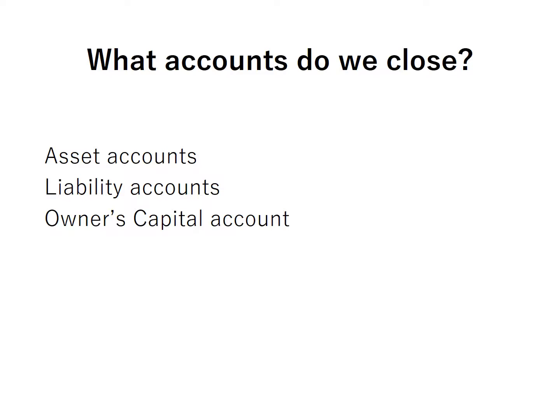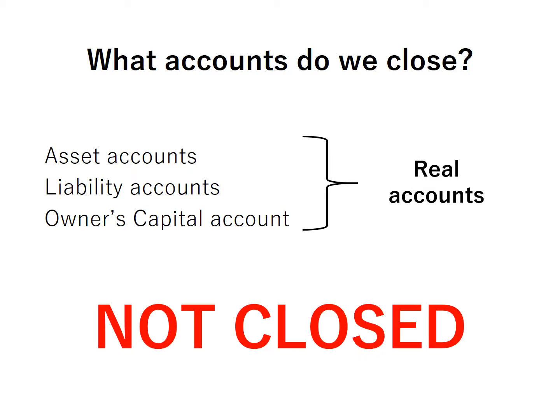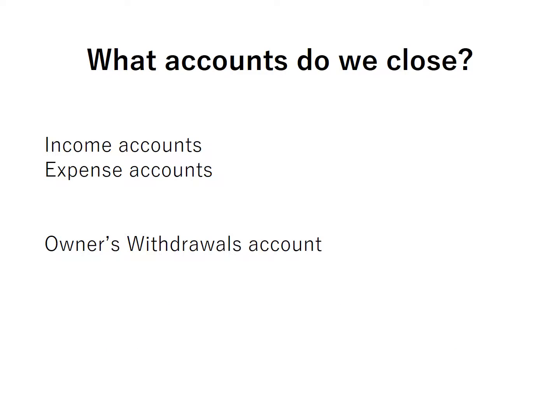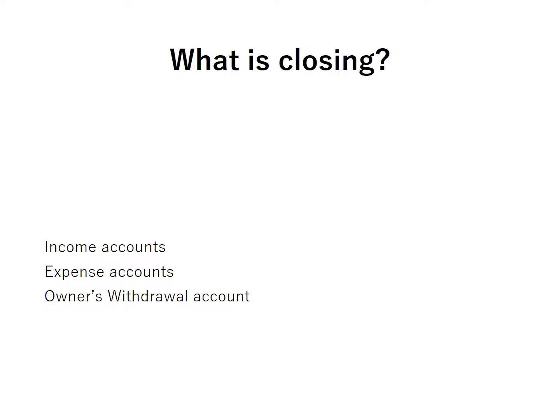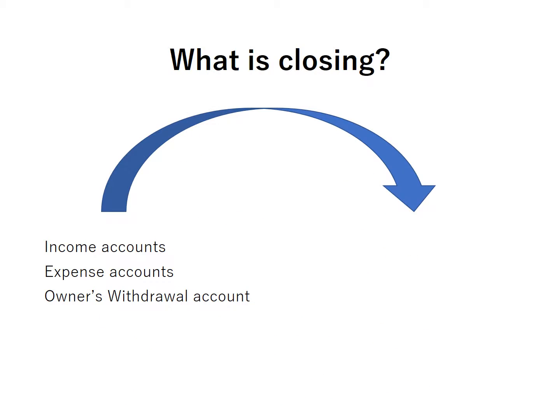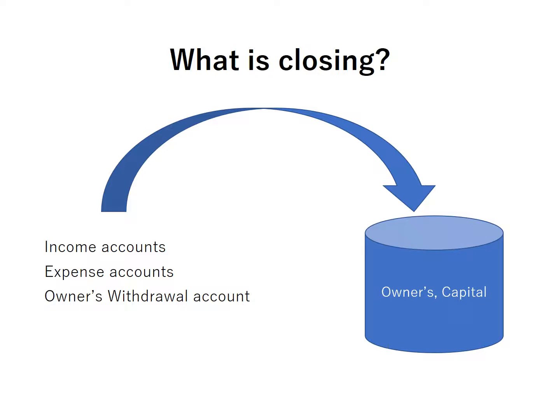Asset accounts, liability accounts, and owner's capital account are called real accounts. The real accounts are not closed. Income accounts and expense accounts are called nominal accounts. Together with owner's withdrawal account, these accounts are closed. During closing, the balances of income accounts, expense accounts, and owner's withdrawal account are transferred to the owner's capital account.